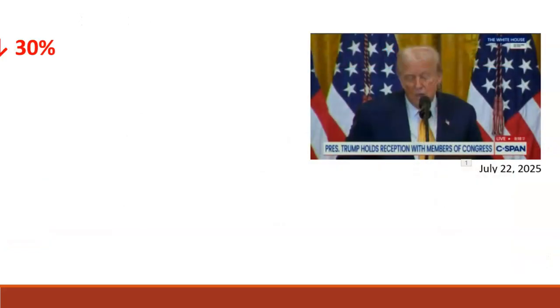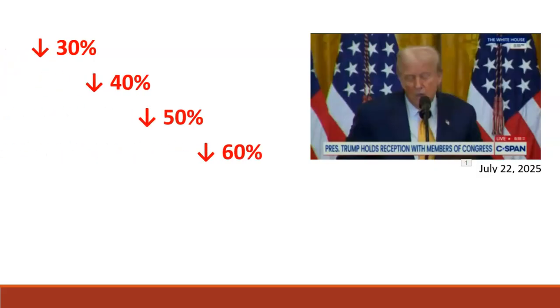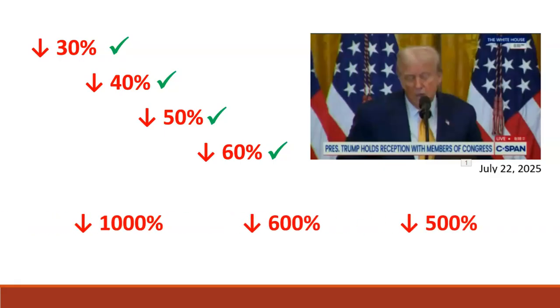So the bottom line is, if somebody tells you that they're going to decrease drug prices by 30 or 40 or 50 or 60%, all that makes sense. It may or may not be politically possible, but it's definitely mathematically possible. But a 1,000 or 600 or 500% decrease in price, it just doesn't make any sense. It's not mathematically possible.